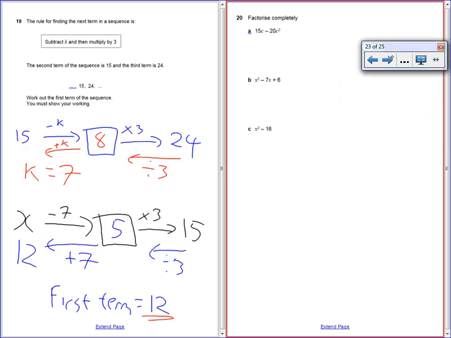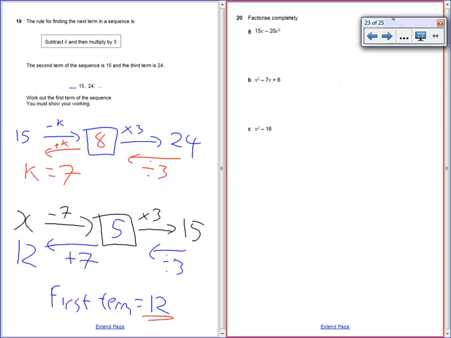Right, 20, factorizing questions, which means we want to put them into brackets. So the first one, there is no constant term. It's not a quadratic expression with a constant term. So therefore, you want to take out a common factor and put it into one bracket. But in order to factorize it completely, you must take out all common factors.